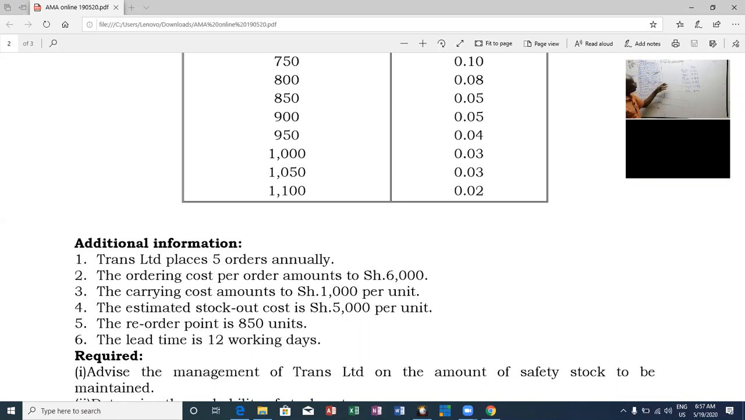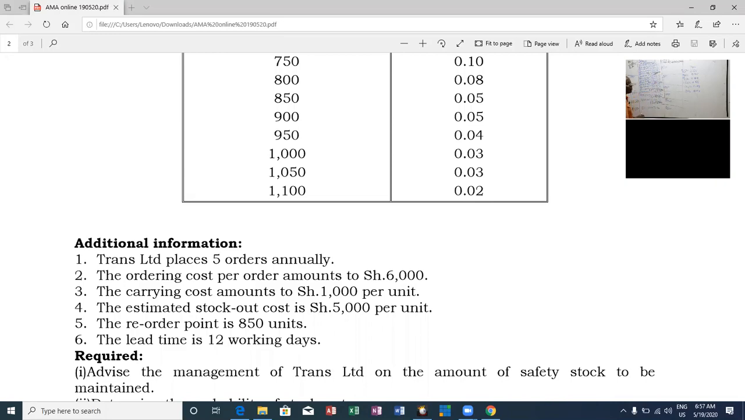How do we get safety stocks? You simply work with this lower figure as a benchmark. So lower figure as a benchmark, you take the rope that you have minus the benchmark, 850. So the first one will be 850 minus 850, which is zero. The second one here will be 900 minus 850, which is 50. The third one will be 950 minus 850. All of them, you subtract 850 from them. So 950 minus 850, that gives us 100. The next one will be 1,000 minus 850, which gives us 150. Then we have 1050 minus 850, which gives us 200. Then we have 1100 minus 850, which gives us 250.